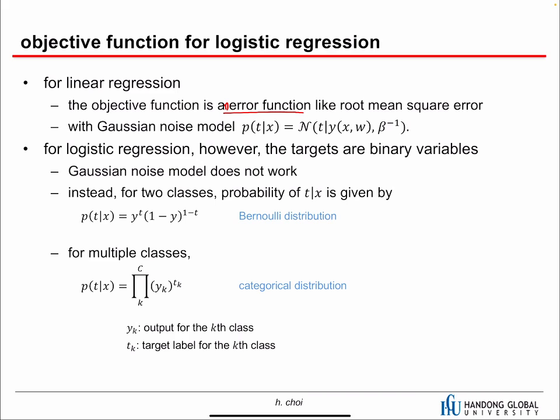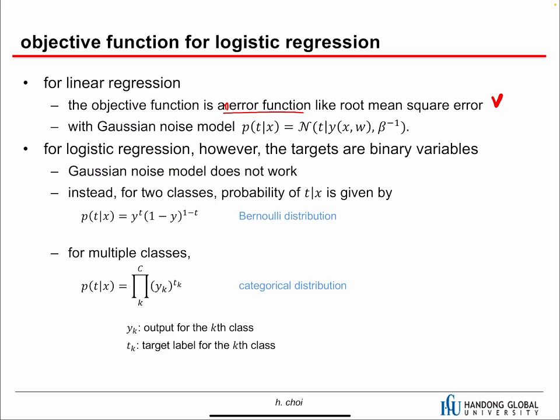But as I said, logistic regression is about probability, right? So instead of minimizing error as in linear regression, in logistic regression we want to maximize likelihood. We talked about this likelihood a long time ago, so that is coming back here.